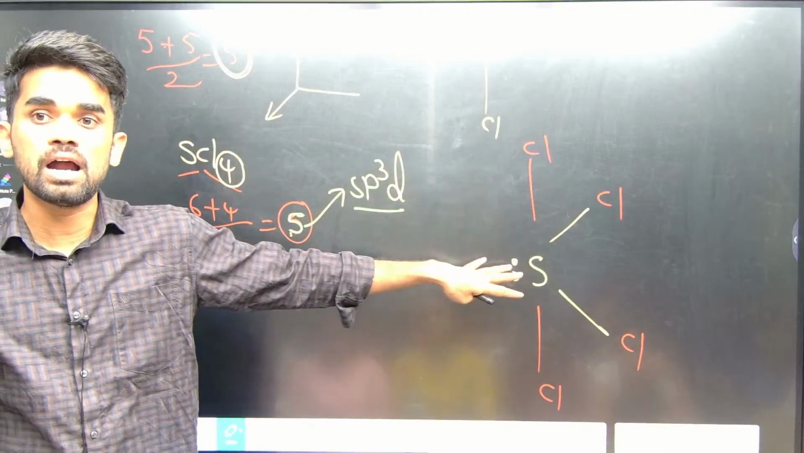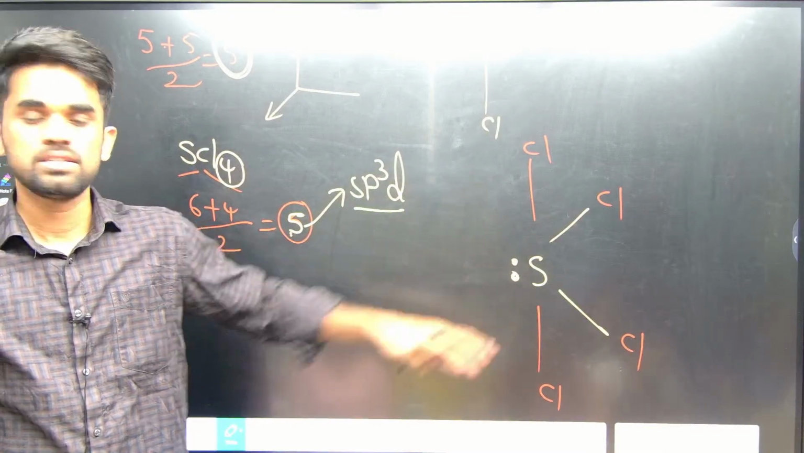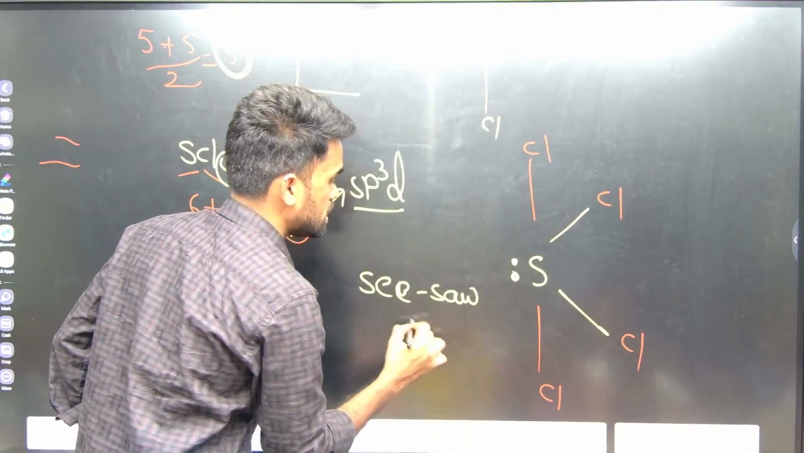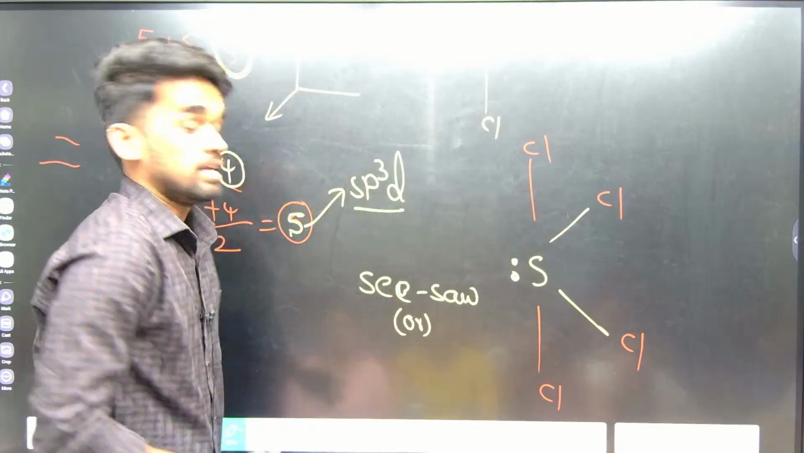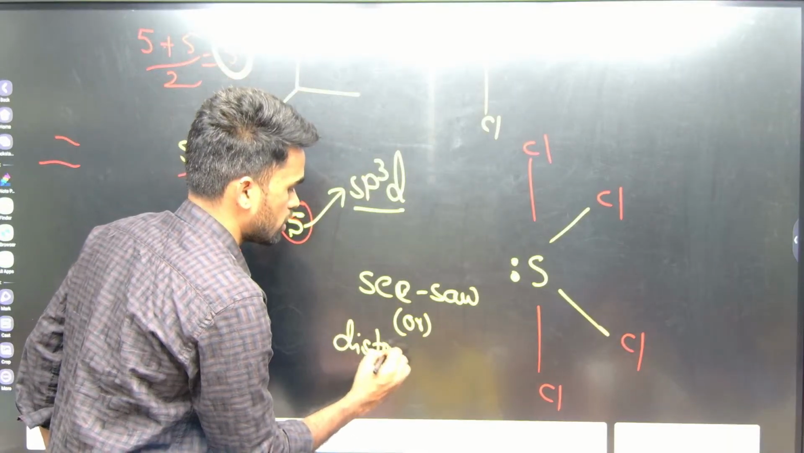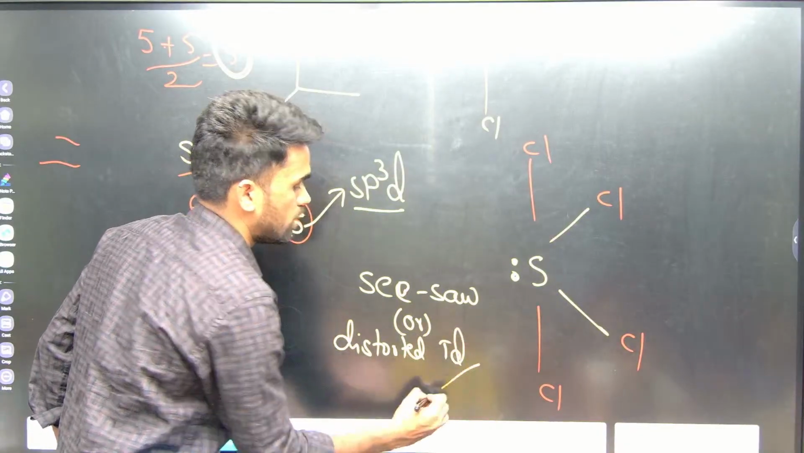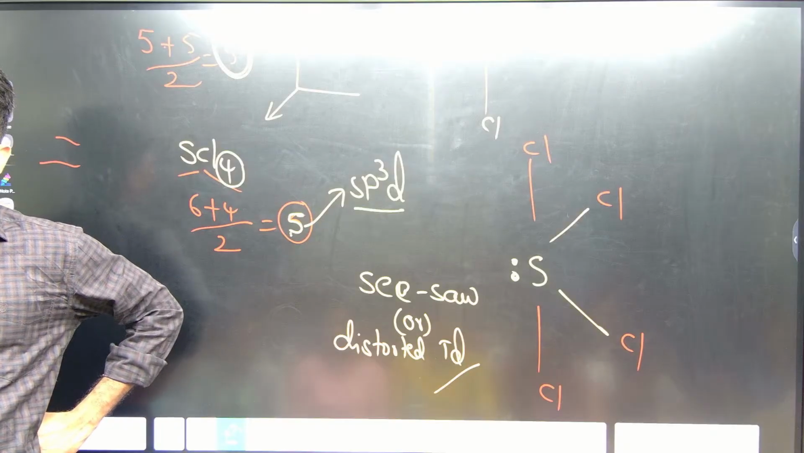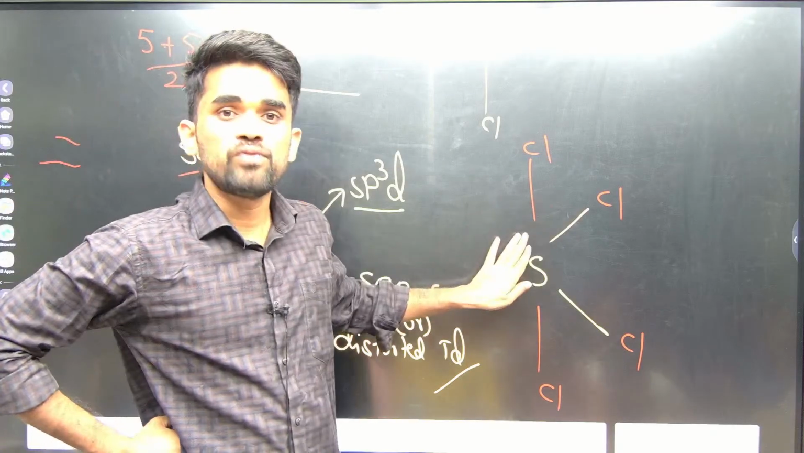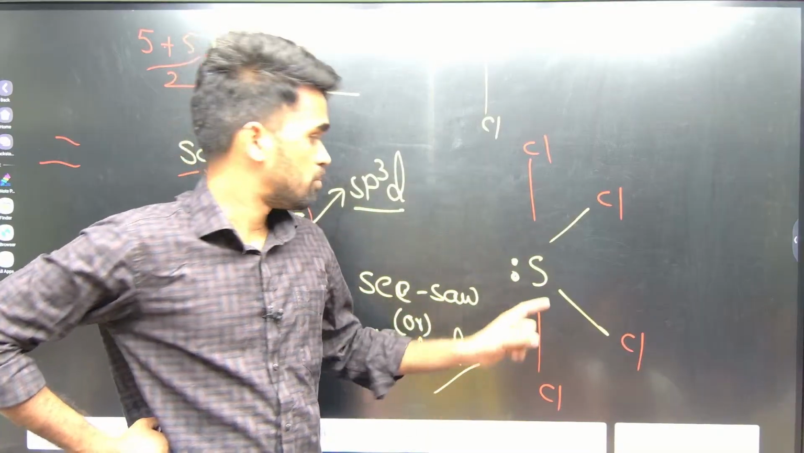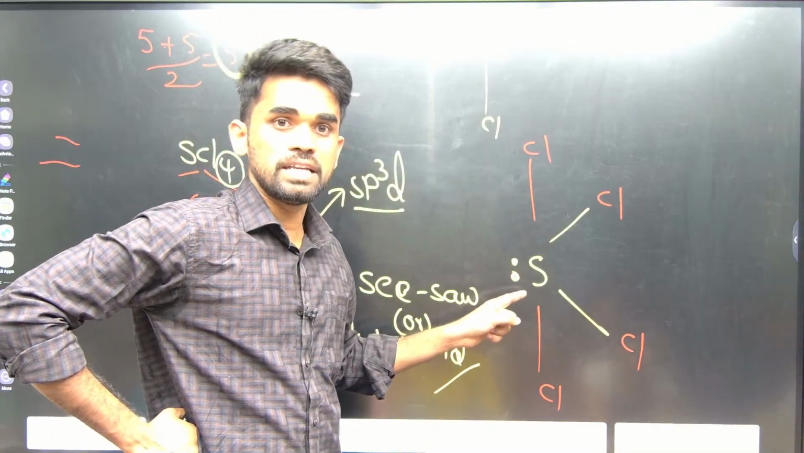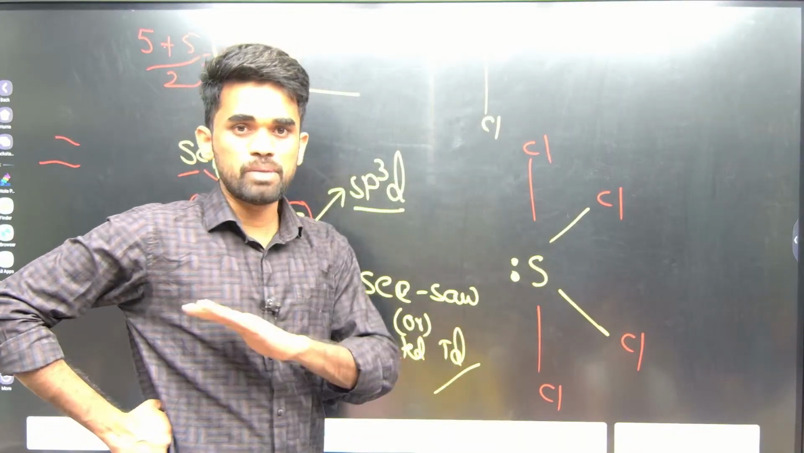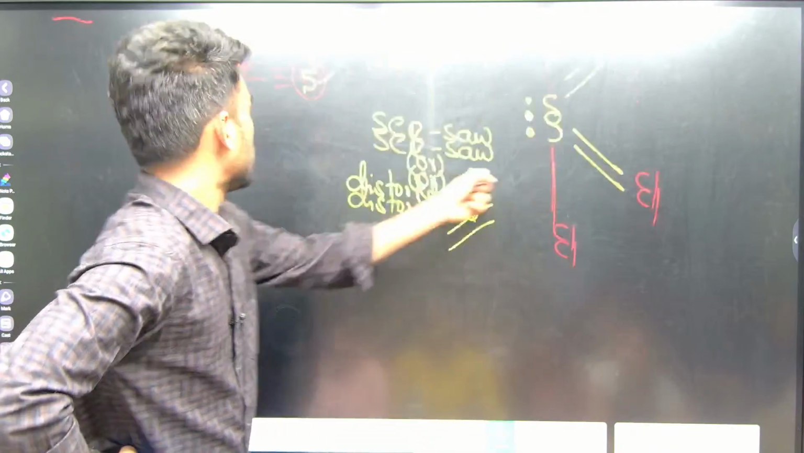So, this shape is called seesaw. What is that shape called? Seesaw. Seesaw is also called distorted tetrahedral. Why are we calling it distorted tetrahedral? Because 4 bonds means the tetrahedral structure comes. But along with that, lone pairs are there now, so it is disturbing the tetrahedral structure. So you can say distorted tetrahedral or seesaw. Perfect? Yeah. Next one.